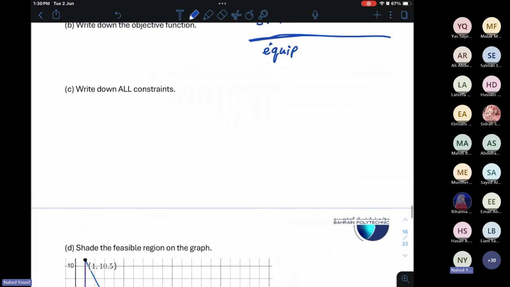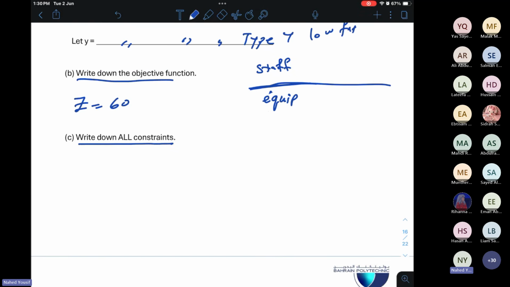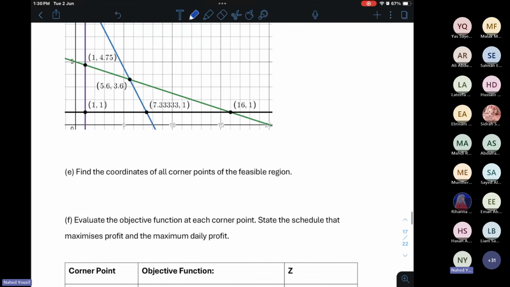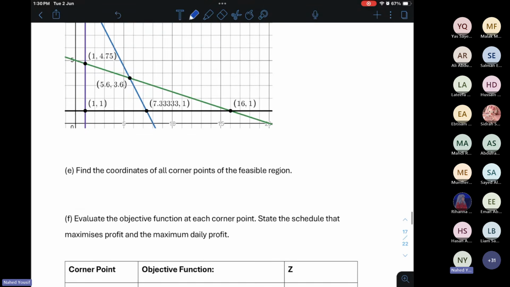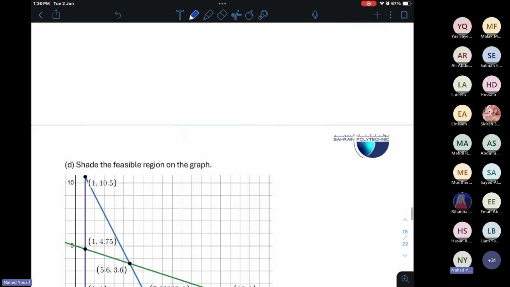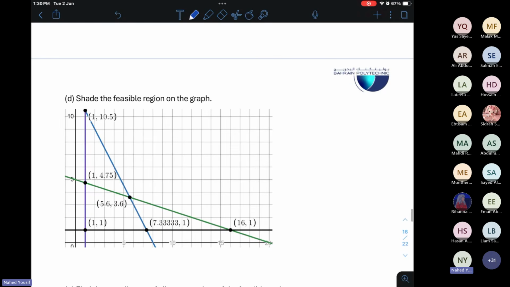So they want us to write all the constraints. We have to write that. Write the objective function as I showed you, which we want to maximize. So it will be 600x plus 800y, and the constraints as I showed you, the four inequalities that we stated together. Then they provide us with the graph. They don't want us to graph it. It's ready for us.